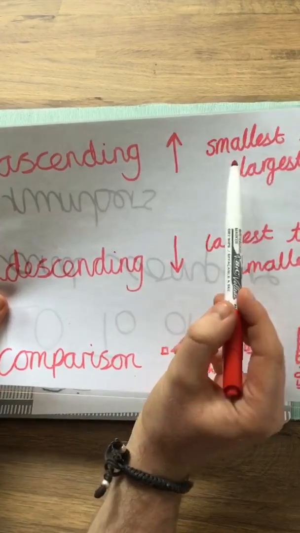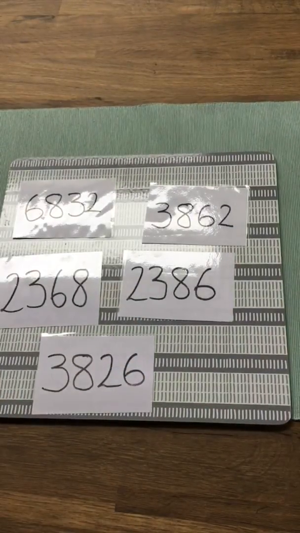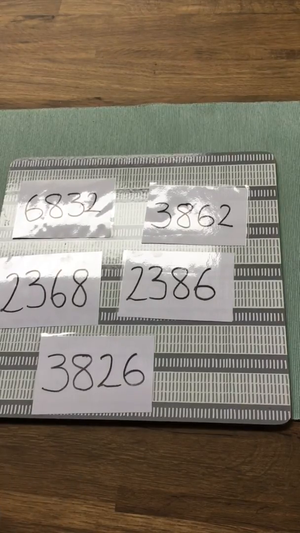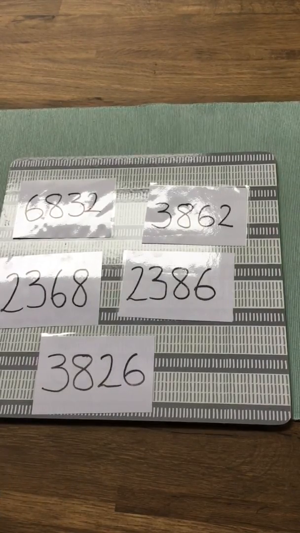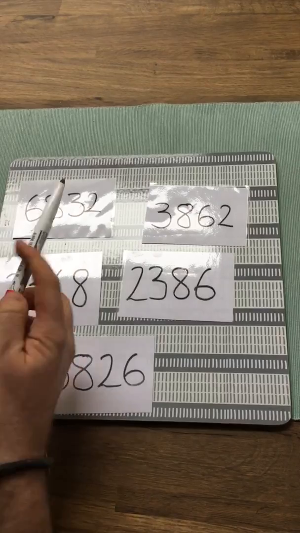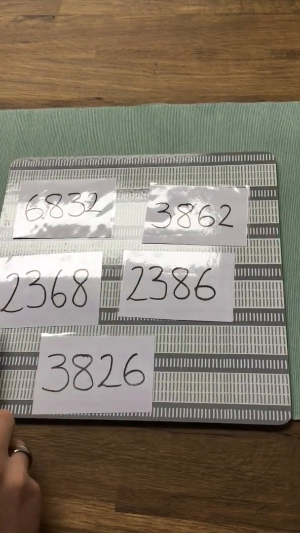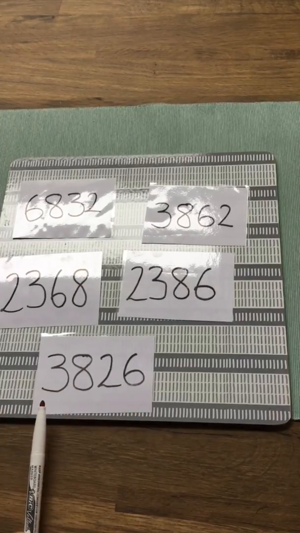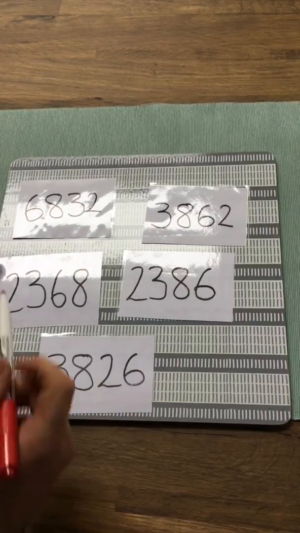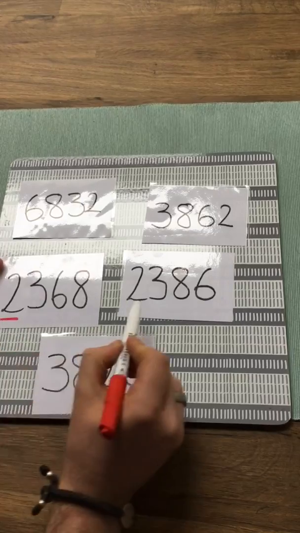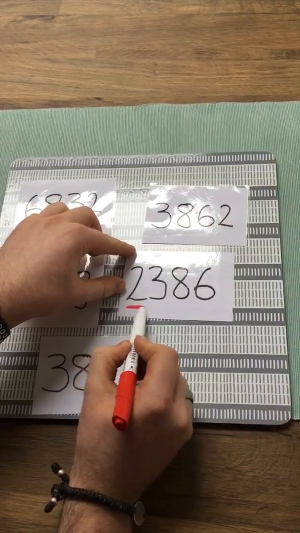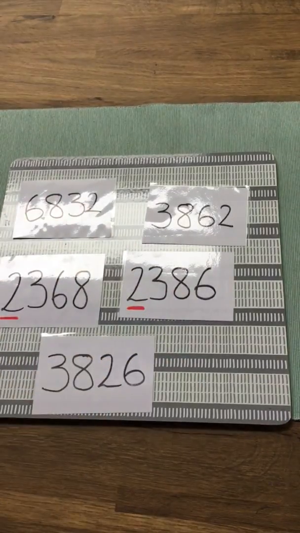ascending order, from smallest to largest. So when I'm looking at my numbers, I want to be looking at the largest part of the number, because that will tell me whichever's got the smallest amount should be the smallest number. So here I can see this one's got 6,000, this one's got 3,000, 2,000, 2,000, and 3,000. So I'm looking at these numbers going, okay, so 2,000 is going to be the smallest number of thousands.